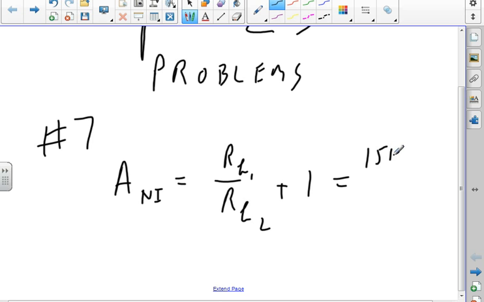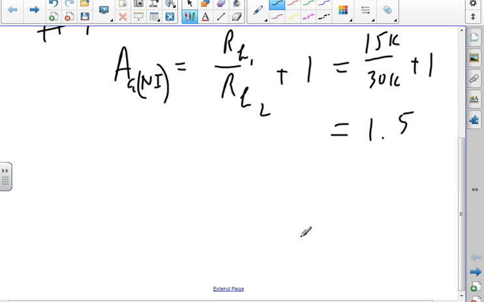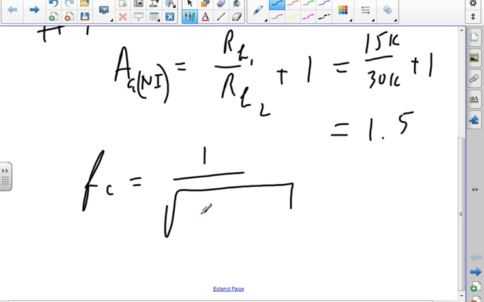So 15K over 30K, plus 1, gives 1.5. The closed loop gain of the non-inverting amplifier will be 1.5, which isn't much of a gain. That's fine. Now we want to find the cutoff frequency, RC. I think it's probably 1 over the square root of R1, R2, C1, C2, but I will look in the book. There might be a pi thrown in, so we'll have to go look and find out.